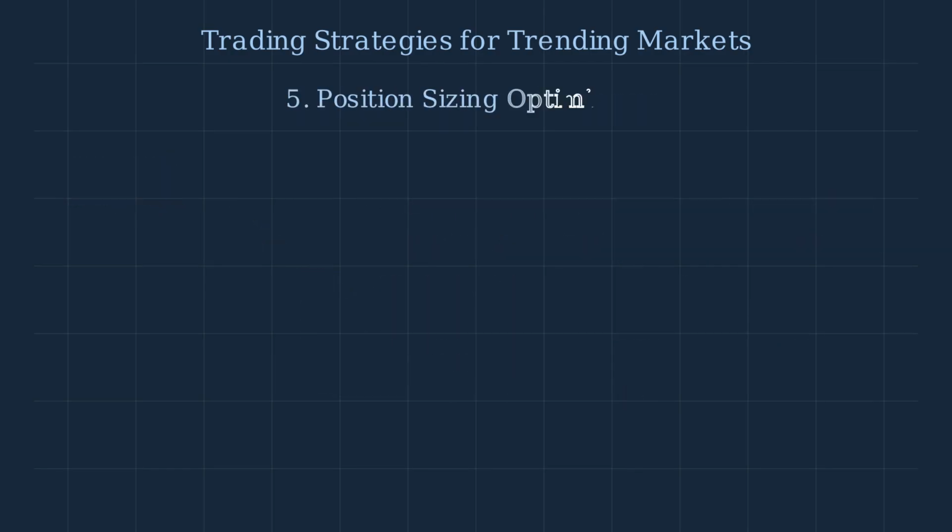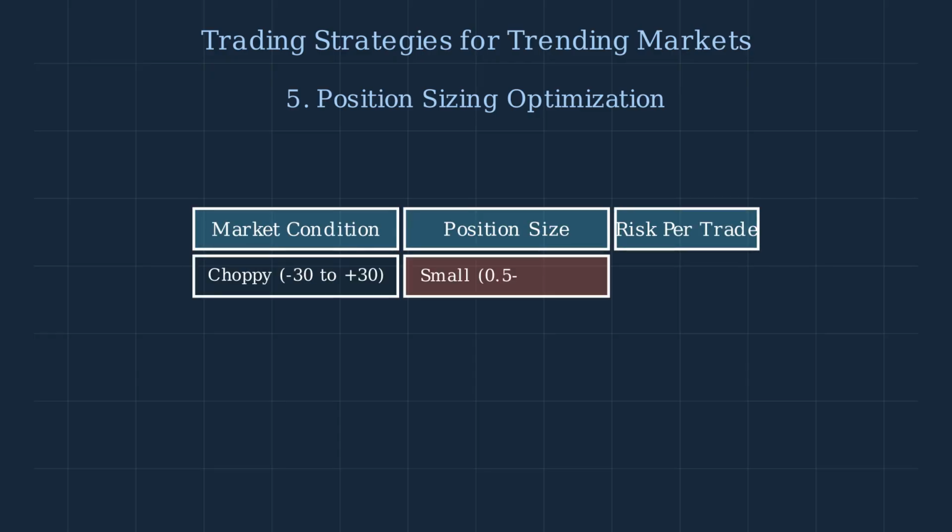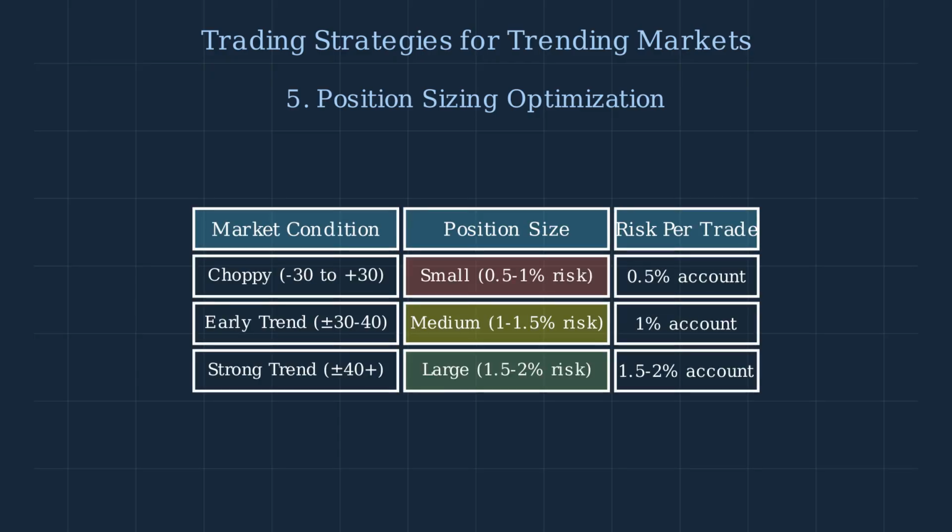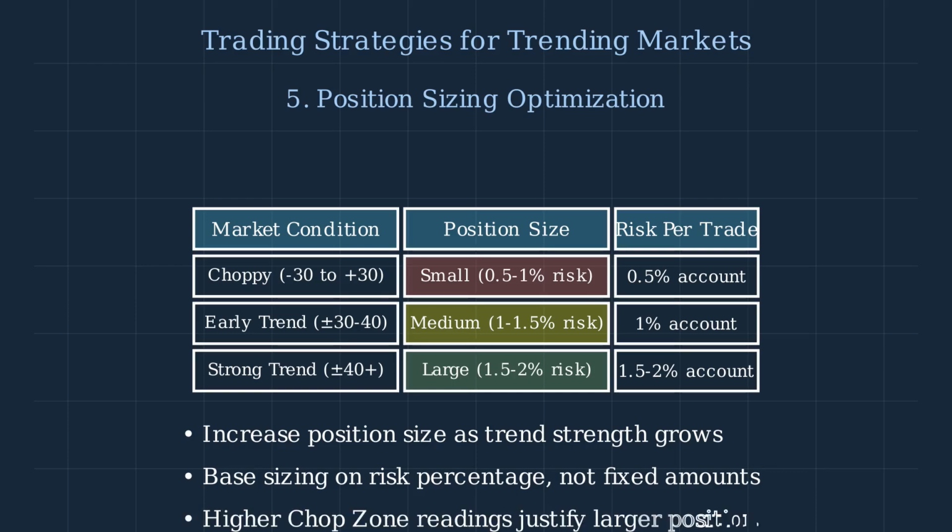Position sizing can be optimized based on the strength of the trend. The chop zone indicator offers valuable guidance on when to increase or decrease your trade size. As the chop zone indicator moves further into trending territory beyond plus or minus 40, you can confidently increase position sizes from 1 to 2% risk per trade. Always adjust position size based on risk percentage rather than fixed amounts.